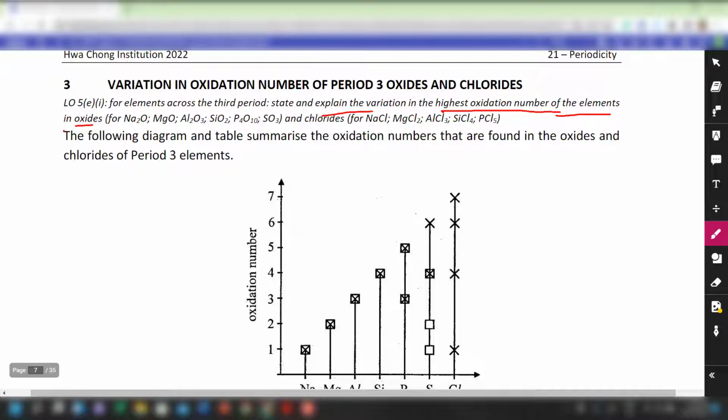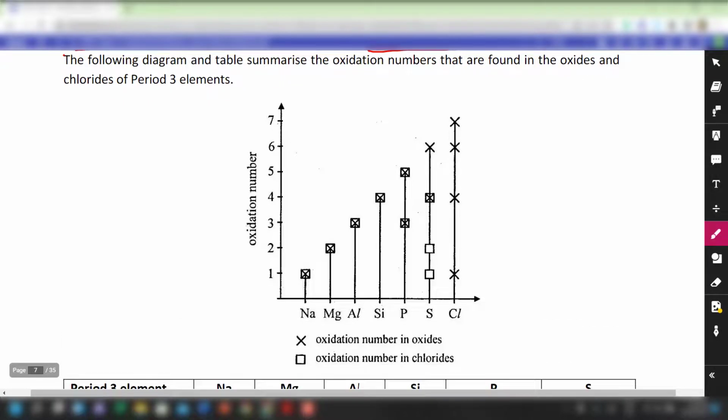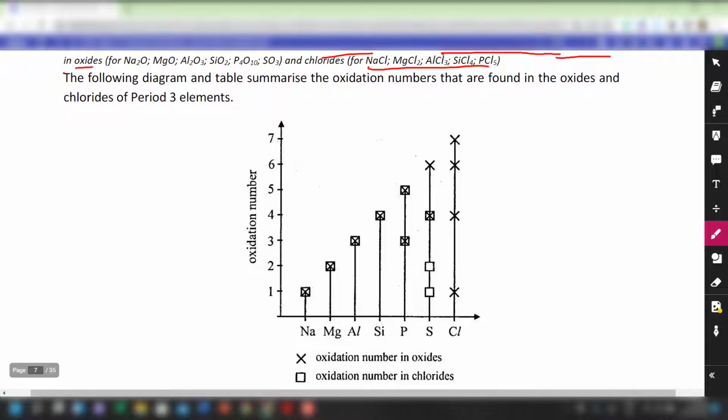For phosphorus, it is possible for it to have a +3 oxide as well, but we are not discussing that, so that's +5. SO3, the simpler oxide is SO2, which we are more familiar with, that will be +4. So SO3 will be +6. And then for chlorides, we are simply looking at sodium chloride, magnesium chloride, aluminium chloride, silicon tetrachloride, and phosphorus pentachloride. We are not looking at PCl3. Okay, yeah. So in terms of oxidation number in the oxides, I think we mentioned that phosphorus can be +3, +5.